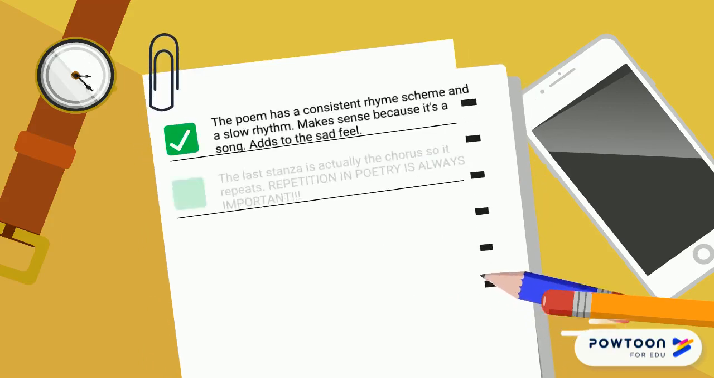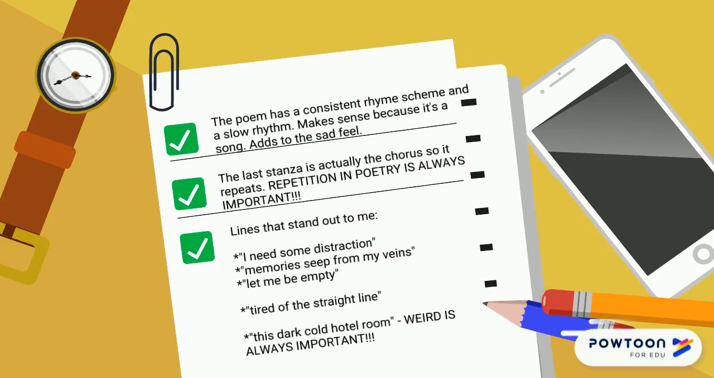Here are some things that I noticed on my second read. As I read the poem a second time, some of the word choice and imagery really stood out to me. In the first stanza, for example, the speaker talks about wanting a distraction that will lead to a release. But the next line is, memories seep from my veins, and that makes them feel empty. That's a weird line. And in the last stanza, the poet uses the line, from this dark, cold hotel room, which is oddly specific. What do you think the poet could be talking about with these lines? Maybe drug use? Pause the video now so you can read through the rest of my notes.